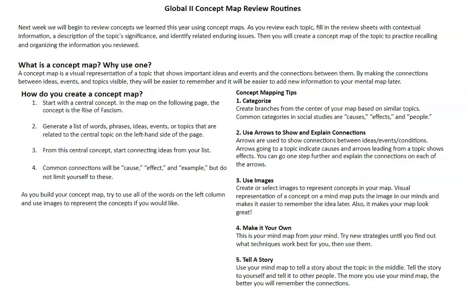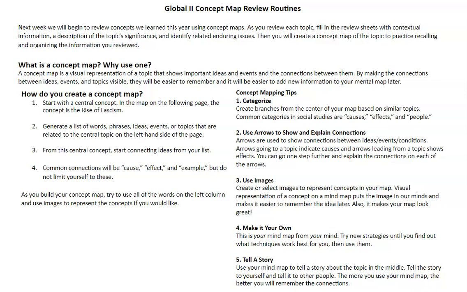So how do you create a concept map? Well, we're going to start with a central concept. In the map that I'm going to be showing you, the concept is the rise of fascism. From there, you're going to be given a list of words and ideas that you have to use in your concept map. But from there, you should also brainstorm other ideas and topics that relate to the topic and put those on the left-hand side of your page. From this central concept, then you're going to start to connect the ideas on your list. All right? And you can use words like cause, effect, example to help connect your different words, and you can explain the connections.